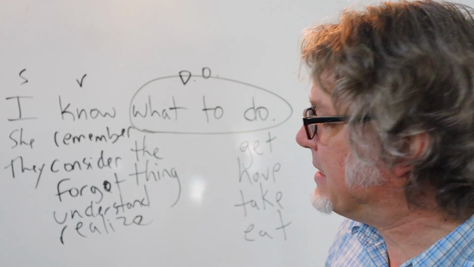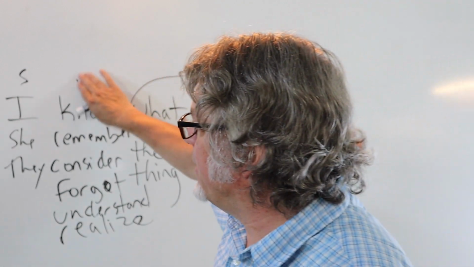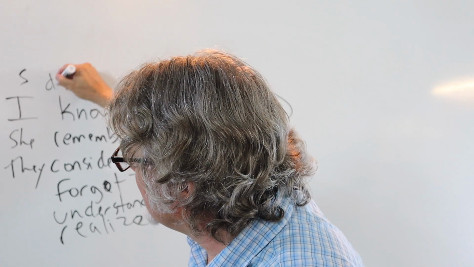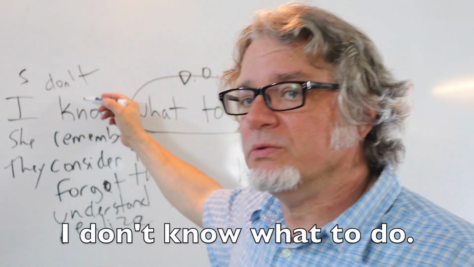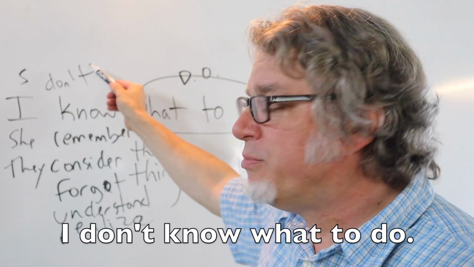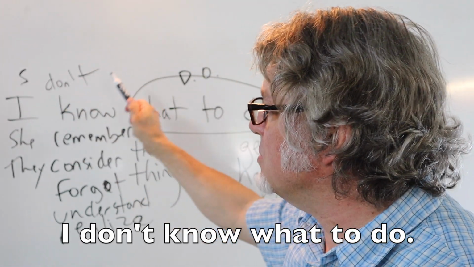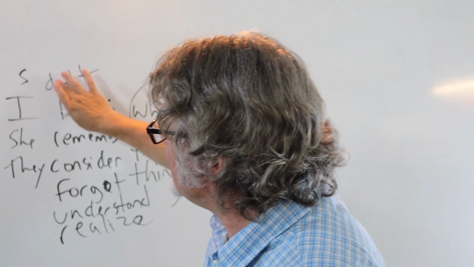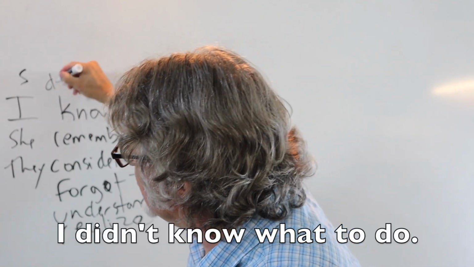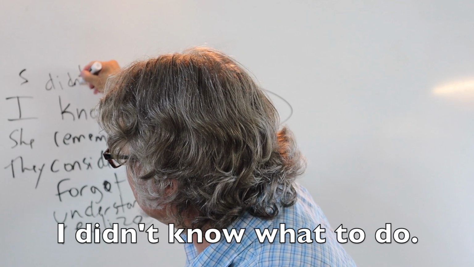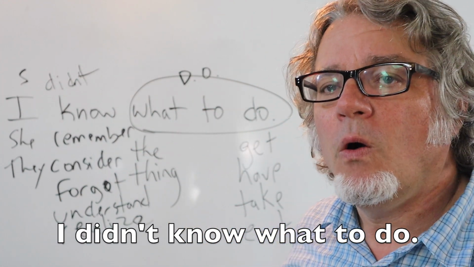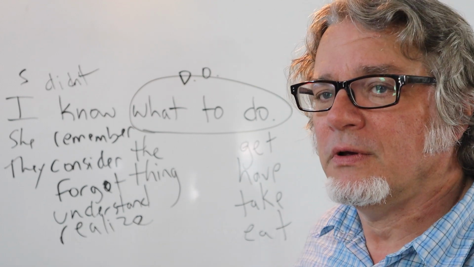If you want to make it negative, then put the helping verb here. I don't. This would be for the present. I don't know what to do. For the past tense, just change the helping verb to didn't. I didn't know what to do.